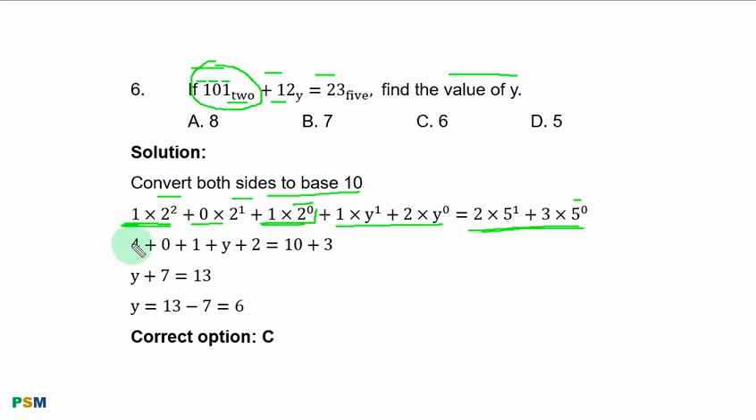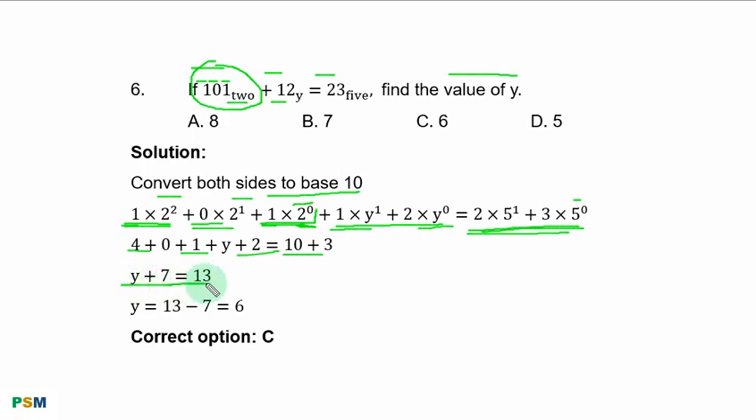4 times 1, you have 4. Here is 0. 2 power 0 is 1. 1 times 1, you have 1. Here you have y plus y power 0 is 1 times 2, you have 2. Simplify from here, you have 10 plus 3. You add the constants from both sides. You have y plus 7 equal to 13.